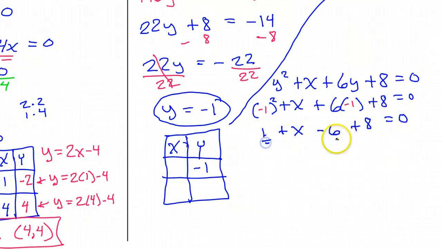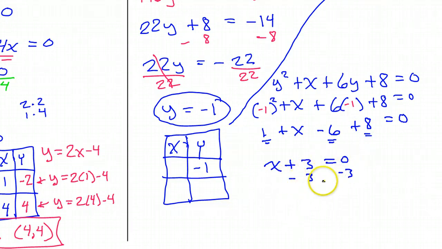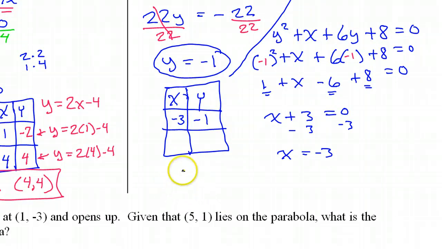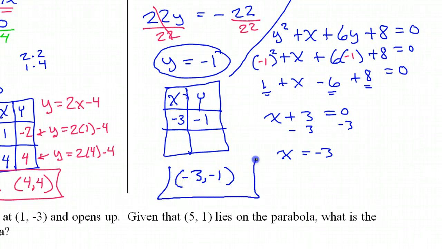Okay, so like terms. These three are all like terms. So 1 plus negative 6, that's negative 5. Negative 5 plus 8 is 3. So I've got x plus 3 is equal to 0. Subtracting 3 from both sides gives me x equals negative 3. Okay, so it looks like we have one solution here, which is negative 3 comma negative 1. Okay, so that is it.